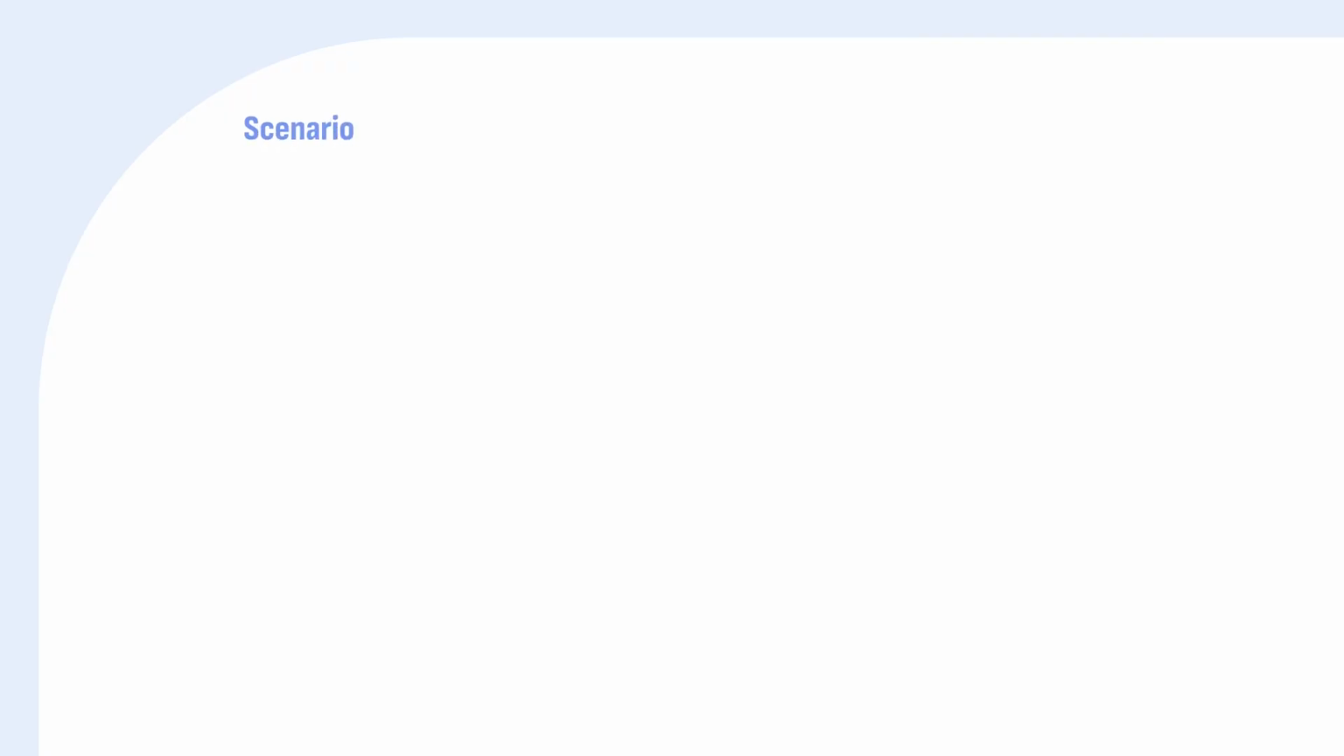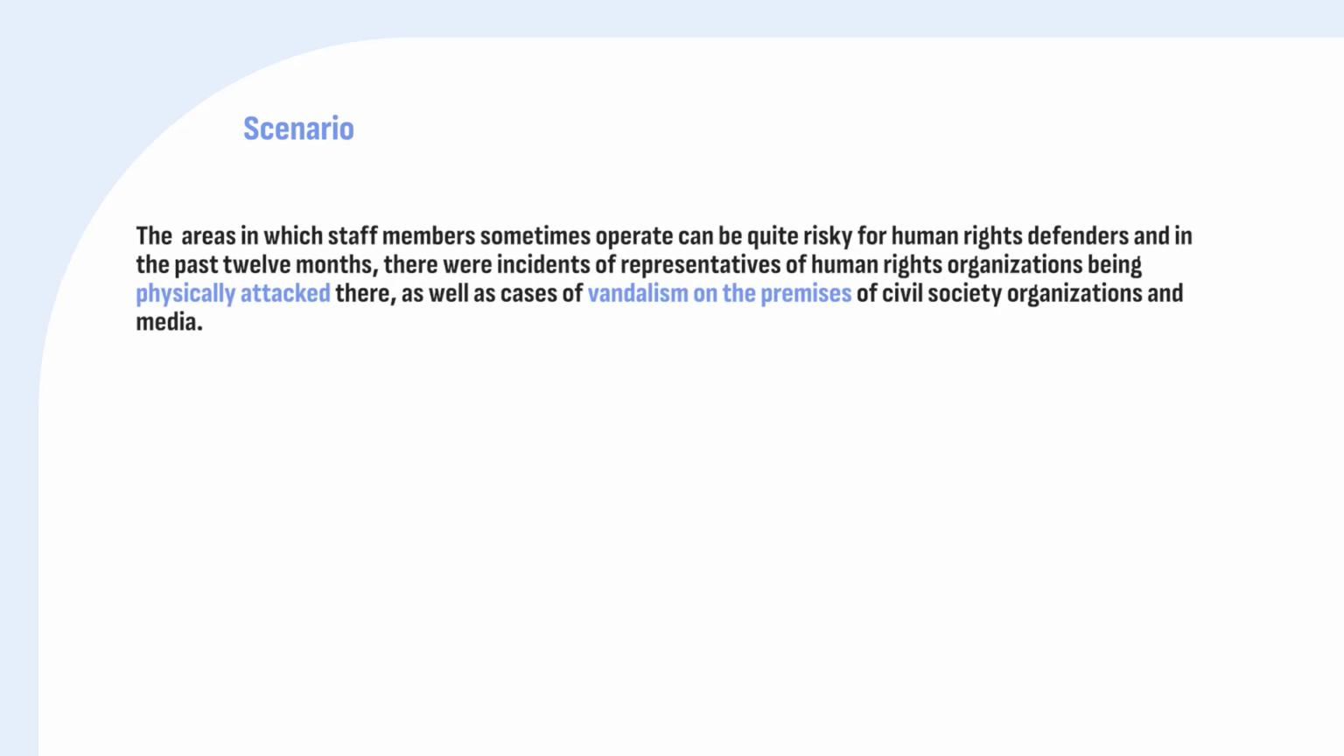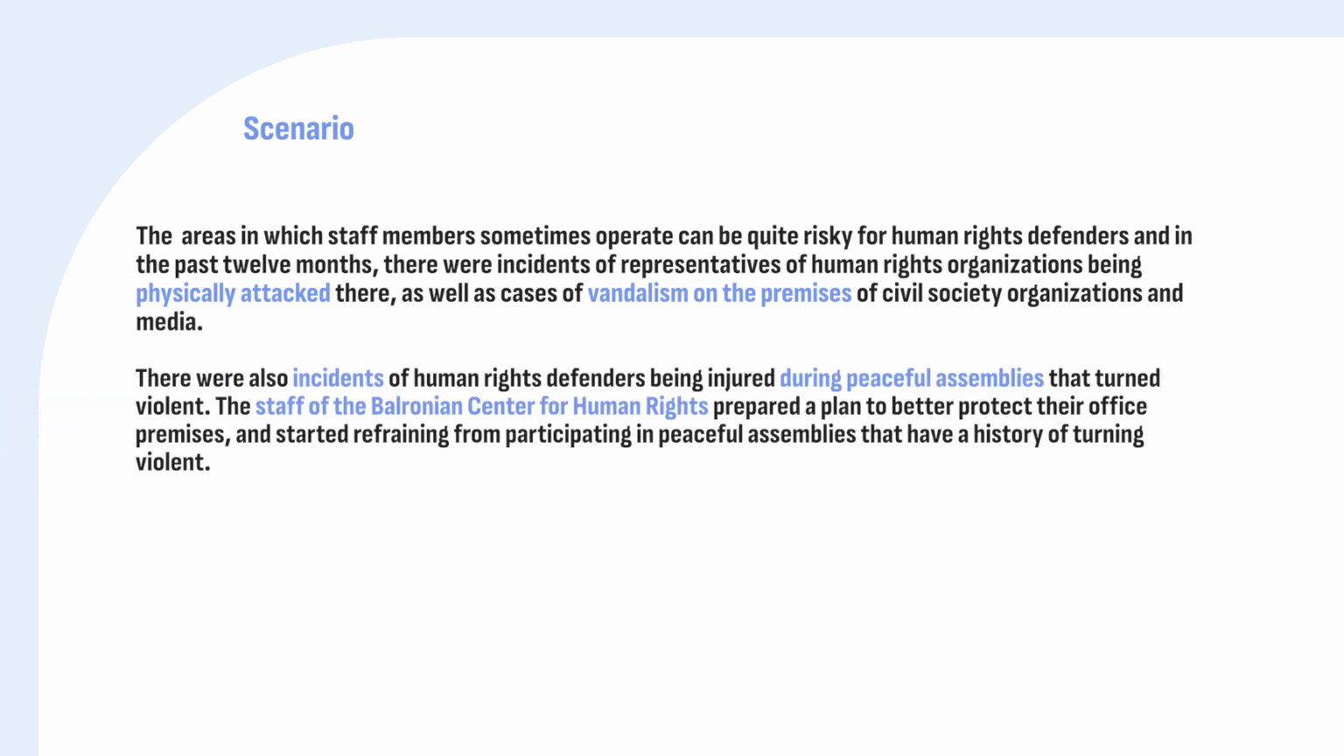Let's look at our scenario again. The areas in which staff members sometimes operate can be quite risky for human rights defenders. And in the past 12 months, there were incidents of representatives of human rights organizations being physically attacked there, as well as cases of vandalism on the premises of civil society organizations and media. There were also incidents of human rights defenders being injured during peaceful assemblies that turned violent.